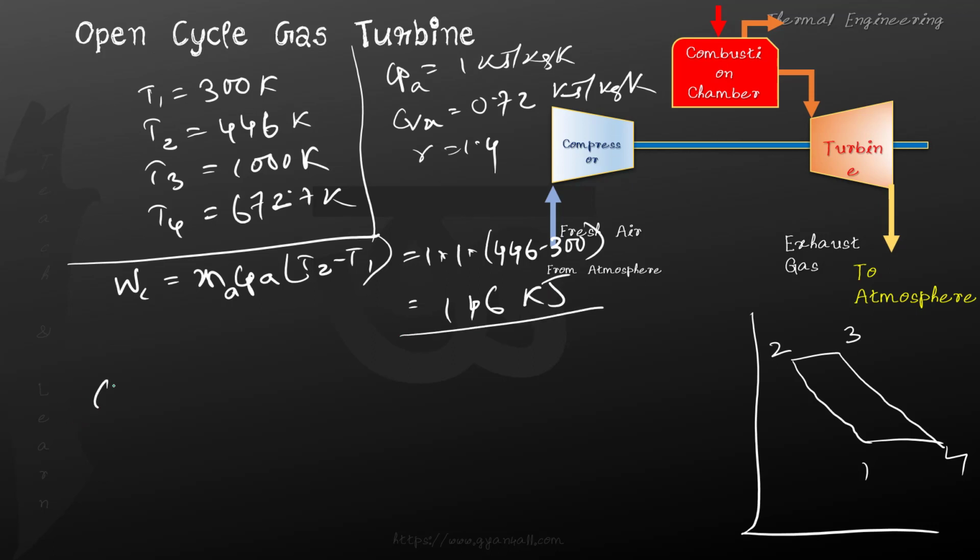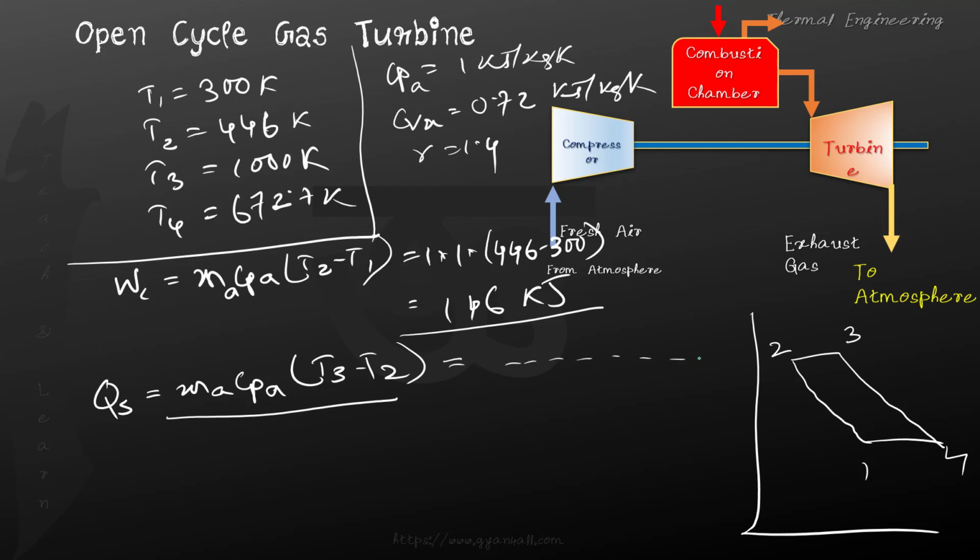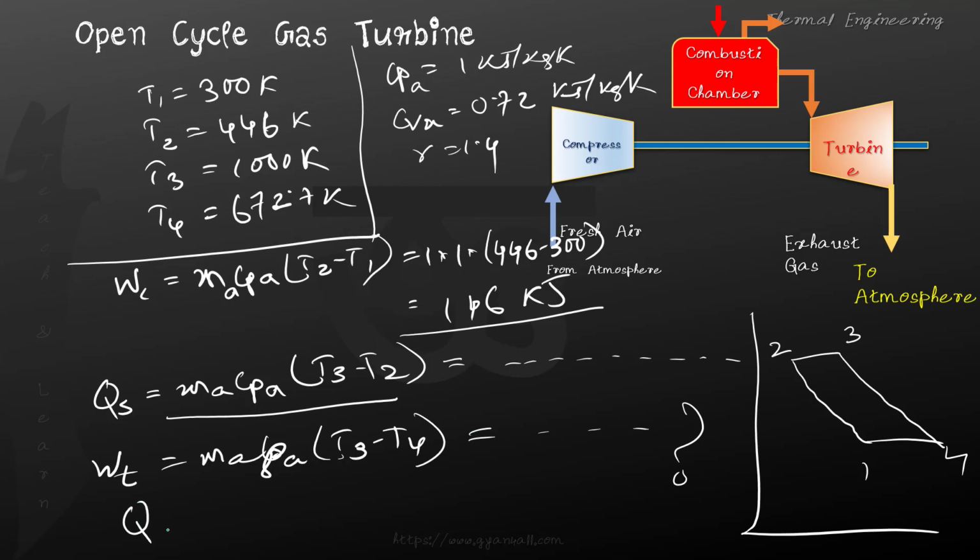Now QS is m_a Cp_a (T3 minus T2), because it will remain air. Put the values and you will get the results. m_a we know, Cp we know, T3, T2 everything we know. WT, turbine work, is m_a Cp (T3 minus T4). In this case also you put the values and get WT. Then WR you can find out similarly. So this way you can find out any value you need.